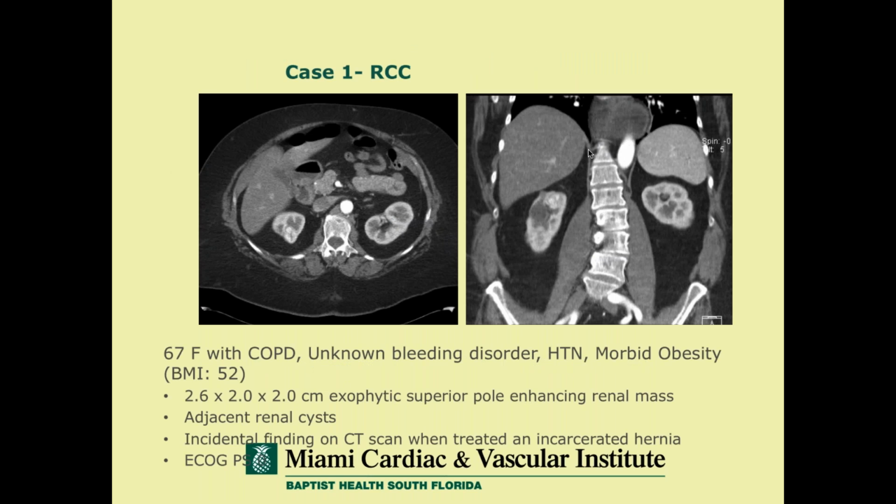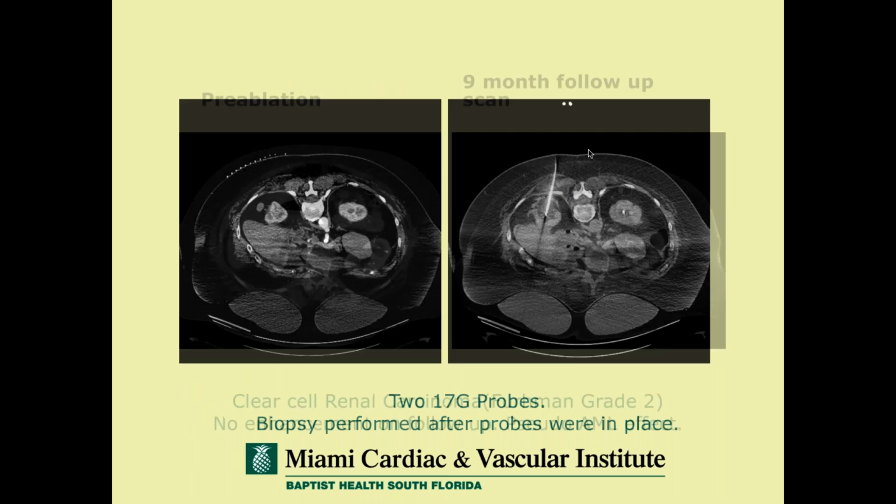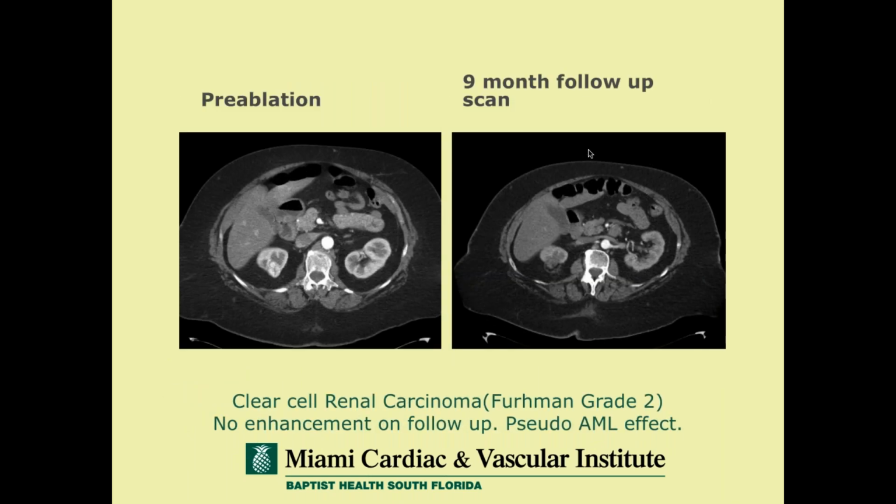Here's a 67-year-old patient. You can see a 2.6 centimeter mass in the upper pole of the right kidney. See that mark there? Being able to then place 2 probes, in this case 17 gauge probes, and then in follow-up you can see what it looks like. You start seeing what we call the pseudoangiomyolipoma look to it. You can see in a lot of these lesions that fat necrosis creating a ring around the area that's treated. And you can see a typical lack of enhancement.